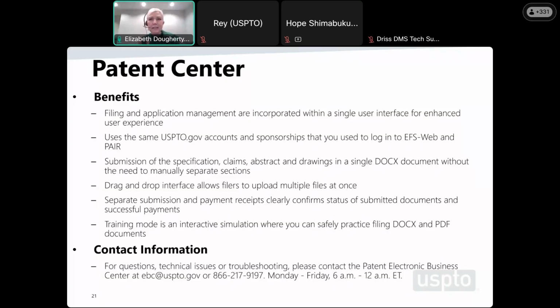notice of incomplete application. The training mode is an interactive simulation where you can safely practice filing docx and PDF documents. Incredibly helpful just to make sure you're doing it right. And it is staffed by a team of individuals who are there to help you to ensure your use of Patent Center. Next slide, please.